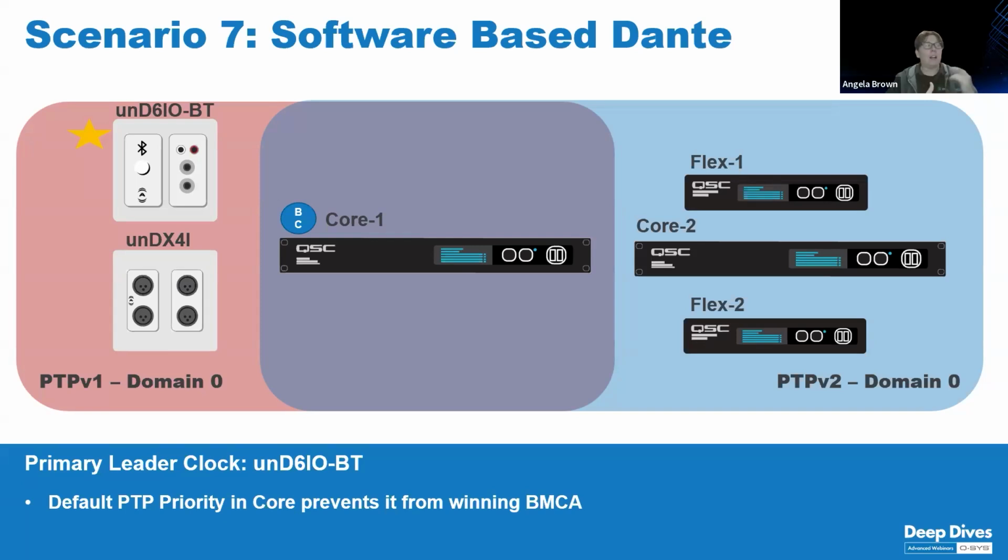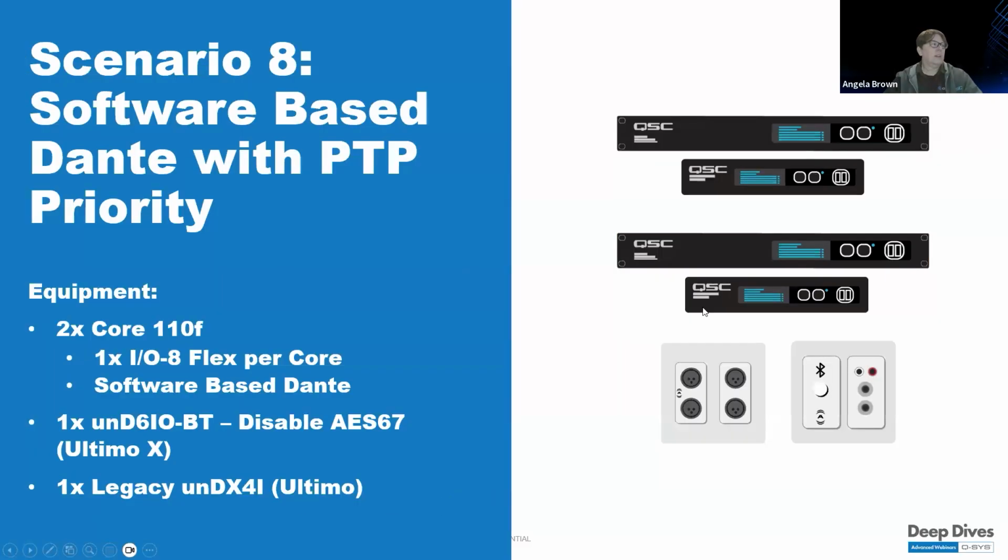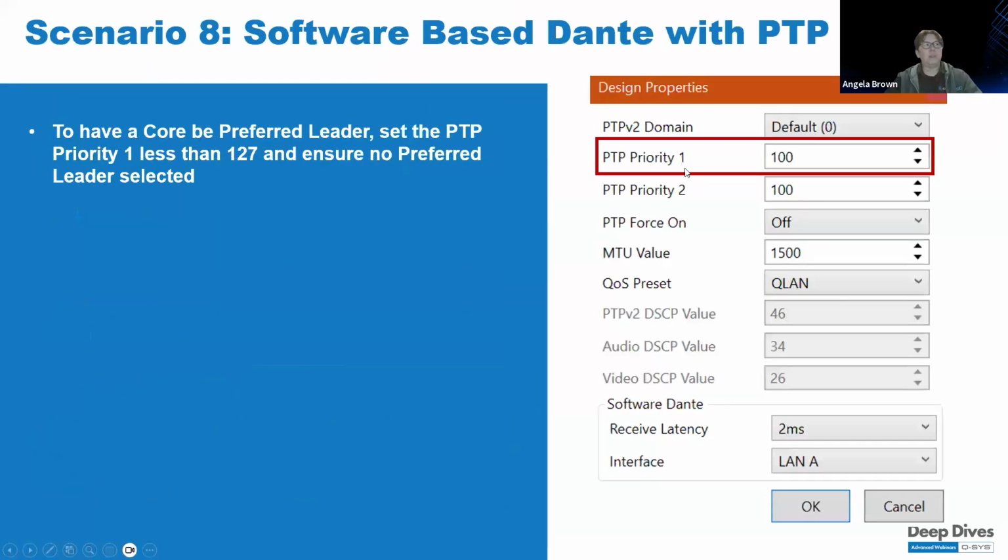And we have that, the core is our boundary clock, but the UND6IO is still winning the clock election because of the MAC address. So our next step is to go back and do exactly what we've been doing in the other scenarios, where we're going to change the PTP priority 1 value of our core 110. So that core 1 now has PTP-v1 and PTP-v2. It's our boundary clock. And now by changing the PTP priority 1, we're turning it into our grandmaster clock and our boundary clock.